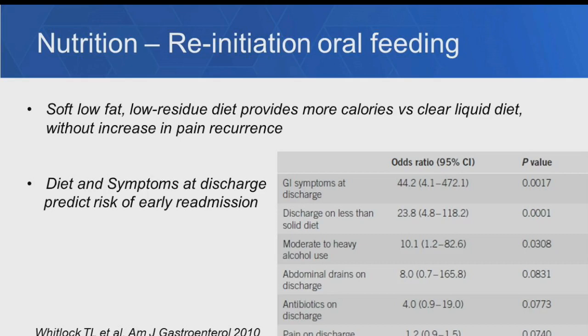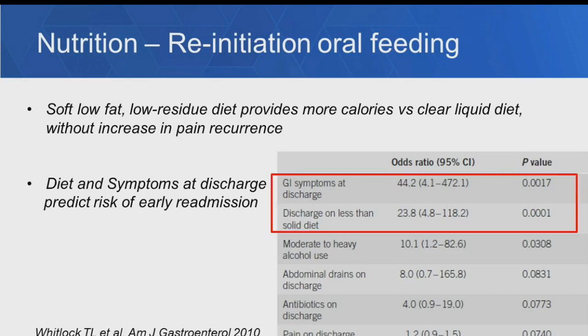And now about the risk of readmissions. So there was a retrospective study that showed that 19% of the patients after acute pancreatitis can get readmitted within a median of 9 days. So that's 1 in 5 patients, which is pretty high. And they showed that the predictors for risk of readmission are GI symptoms at discharge, like pain, nausea, and vomiting. And for patients discharged on anything less than a solid diet, there is a very high risk of readmission. So we should avoid discharging patients who cannot tolerate solid diet.